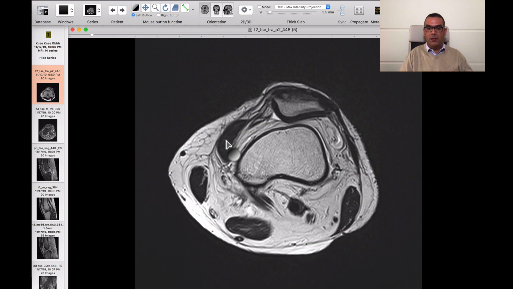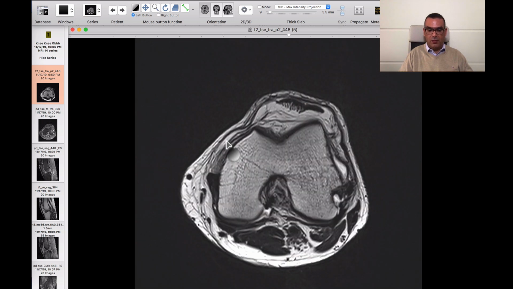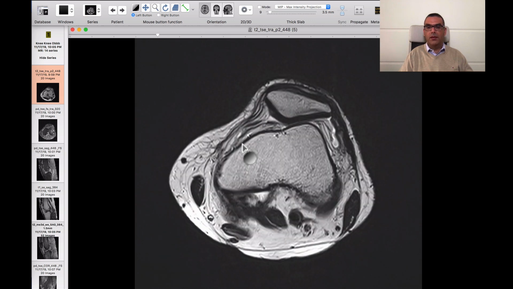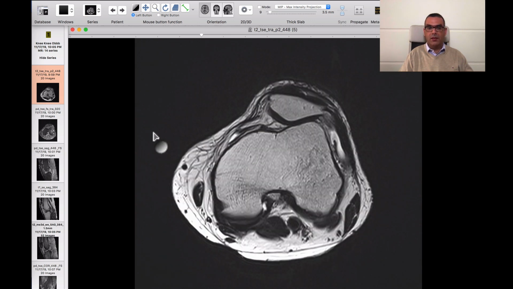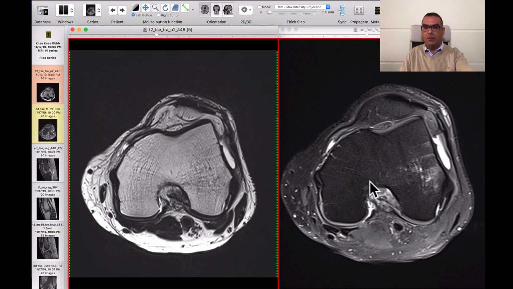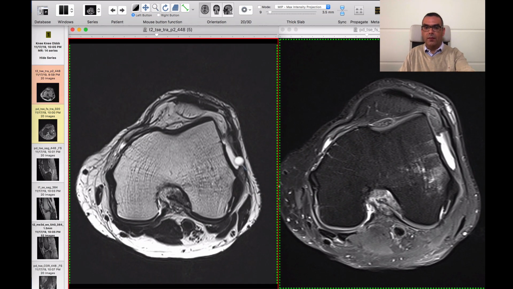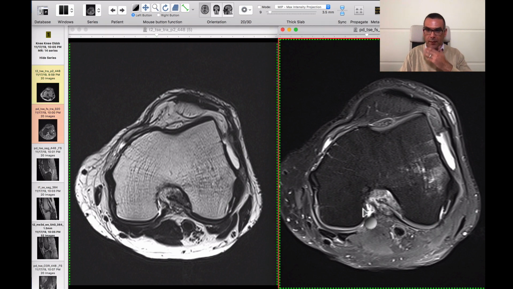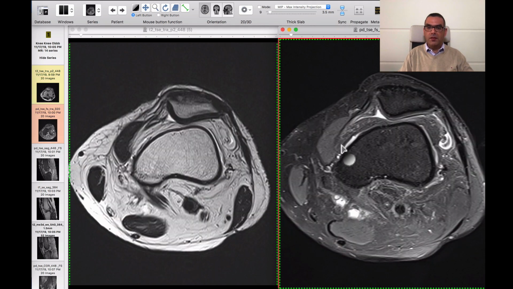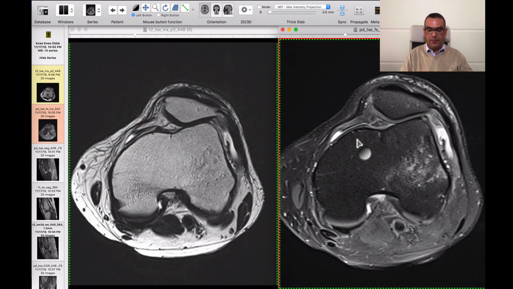a young man with history of recent trauma, and we will go step by step. As we said, we will begin, of course, reviewing the axial T2. Let me put the axial proton density side by side, so when we review we have both of them. So first, the patella and the retropatellar cartilage, they are looking good.